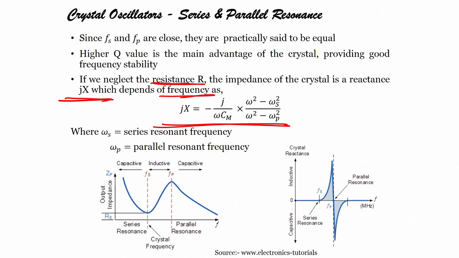So, you can see the output impedance at series resonance frequency and at parallel resonance frequency. Here, this is the crystal frequency when it is in series, Fs. The series resonance will cause the impedance to decrease, as we have seen. And then when it is in parallel resonance, which is Fp, it will again reach a peak. So, this is how the oscillations will occur.